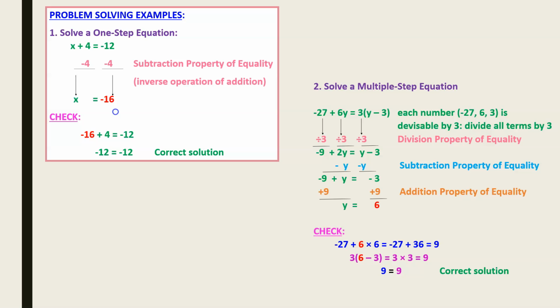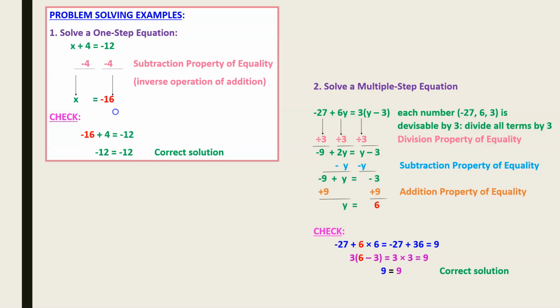And again, the solution itself is not the end of the problem. We have to find out if we found the right value of y. Plug 6 into the original equation, but we will do it side by side. First, we will find the value of the left side. It will be negative 27 plus 6 times 6 equals negative 27 plus 36.